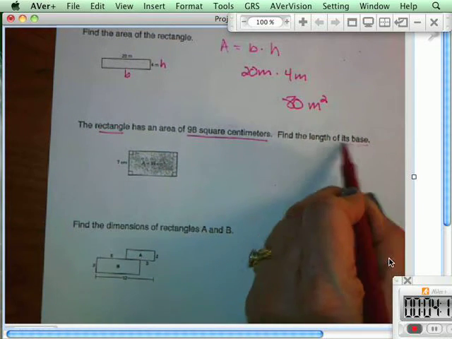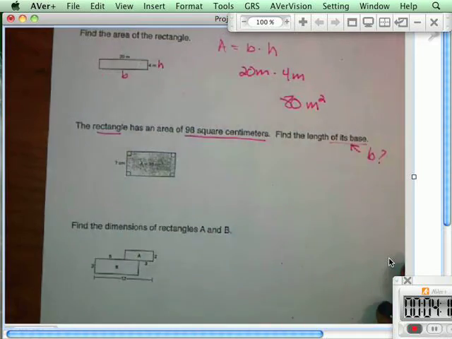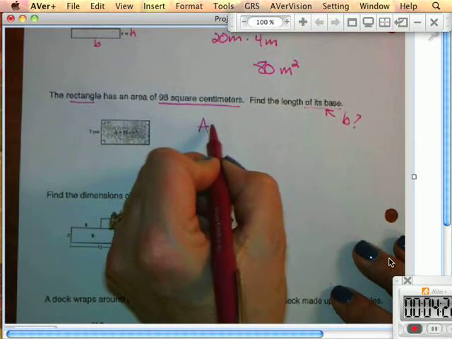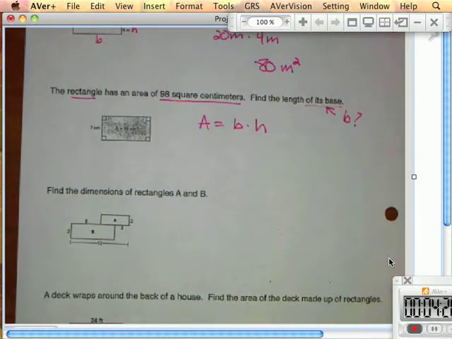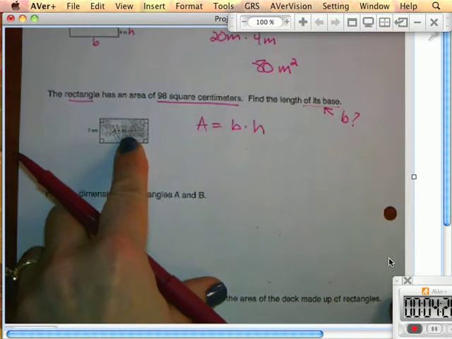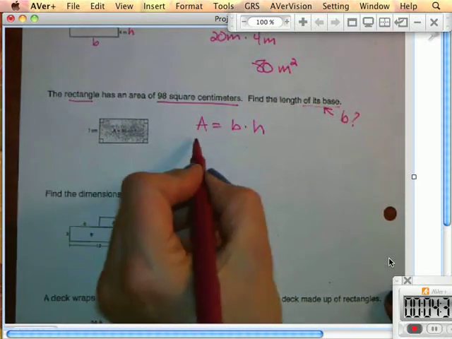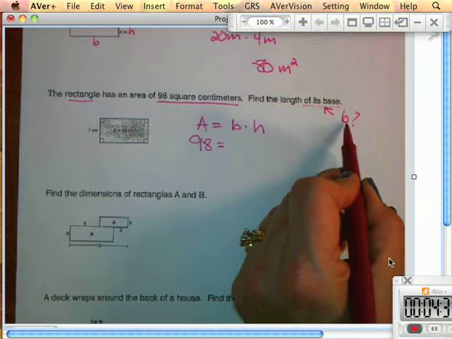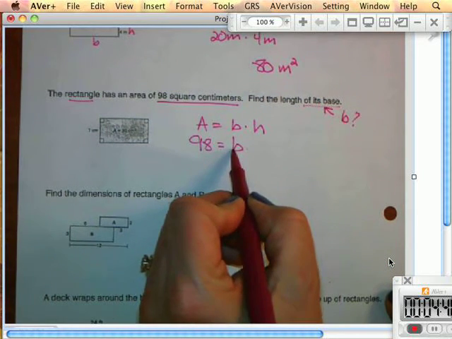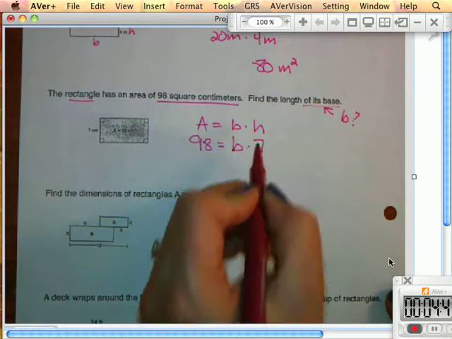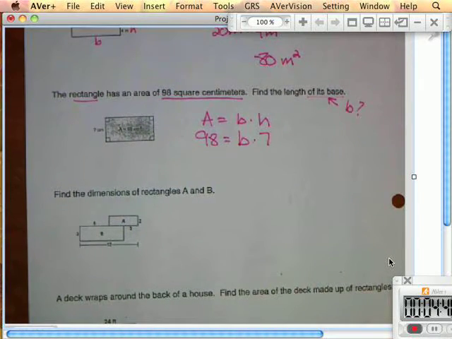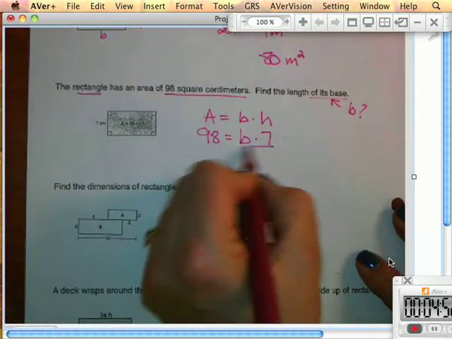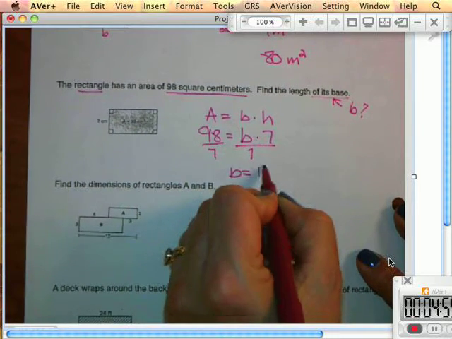Find the length of its base. I don't know the B. I need to find the B. So I'm going to write down the formula. Always write down the formula and then plug in what you know. What's the area? So I'm going to substitute A with 98. What's the base? Do I know? No, so I'm going to leave that as B. Some of you say, well, all I have to do is 98 divided by 7. True, but I want to see this written as an algebra equation. Divide by 7. B is equal to 14, and I'm done.